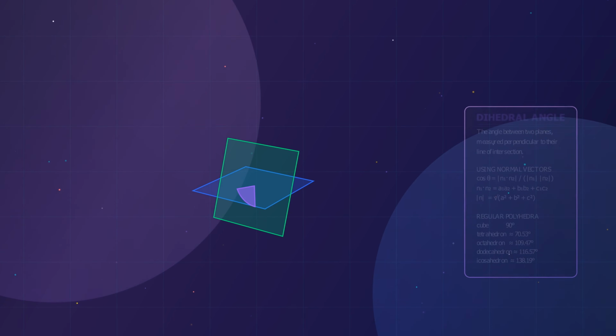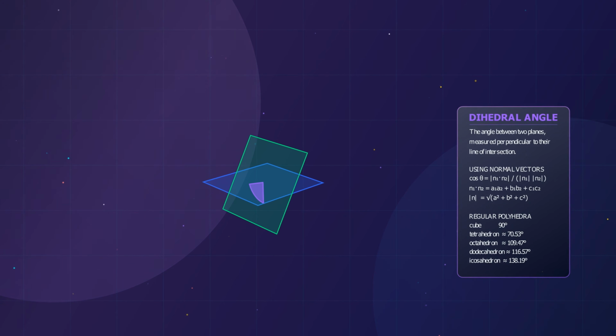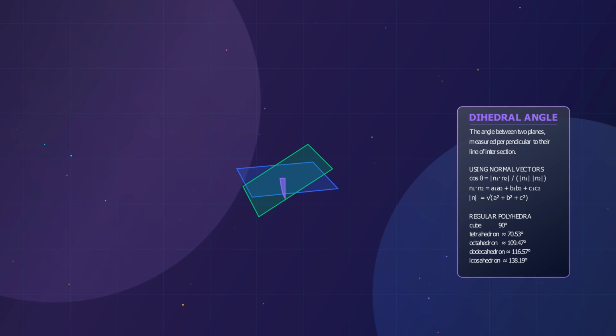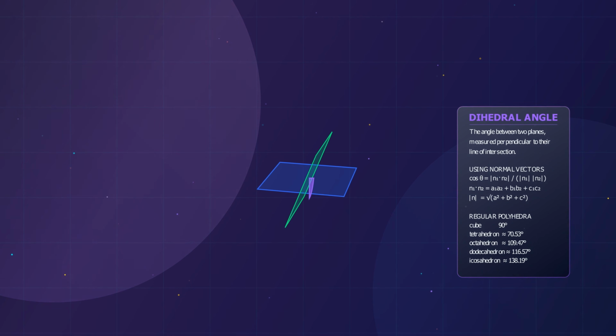It is measured in the plane perpendicular to their line of intersection, and it can be computed from the normal vectors of the 2 planes. For a cube, it is exactly 90 degrees. For a regular tetrahedron, about 70.5 degrees. And there is one more.